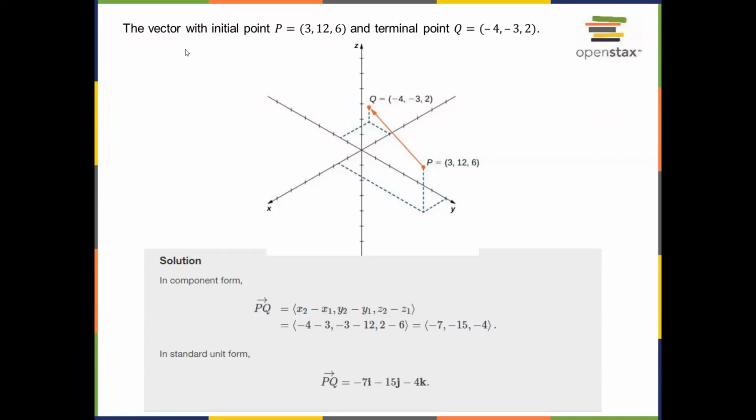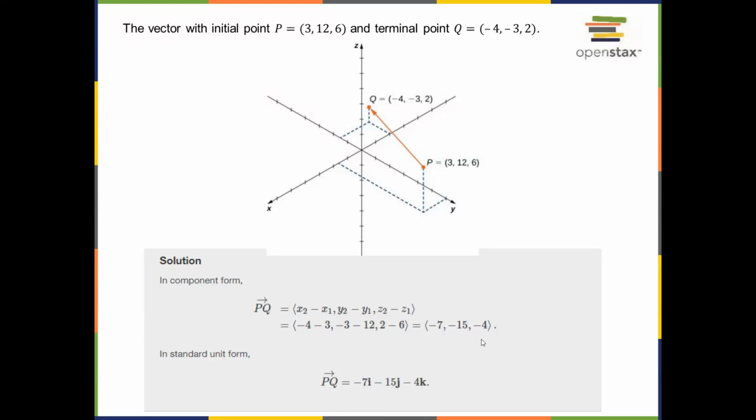All right. The vector with the initial point P(3, 12, 6) and the terminal point Q(−4, −3, 2). You would have your drawing, and then in component form, and then standard form. So just so you're aware, I am going to be making the PowerPoints so that we will be filling in this information together with my tablet. So I'll be physically writing. I just apologize. It's not going to happen for today.